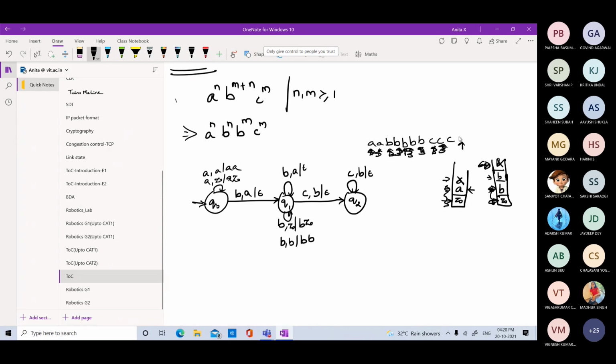Now I'll be reaching the state with epsilon and Z naught. Right? My stack symbol is Z naught, my input symbol is epsilon. So what is the meaning? I have to check that the count of A's and C's is equivalent to the number of B's. The stack is also empty, my string is also over. Epsilon, Z naught, with this operation I'll be reaching my final state. Right. So it is very simple.